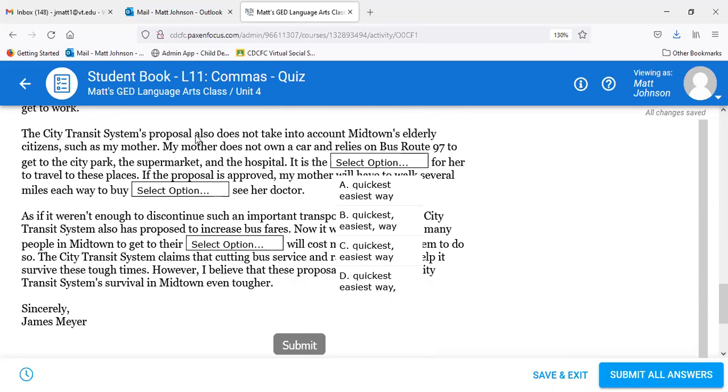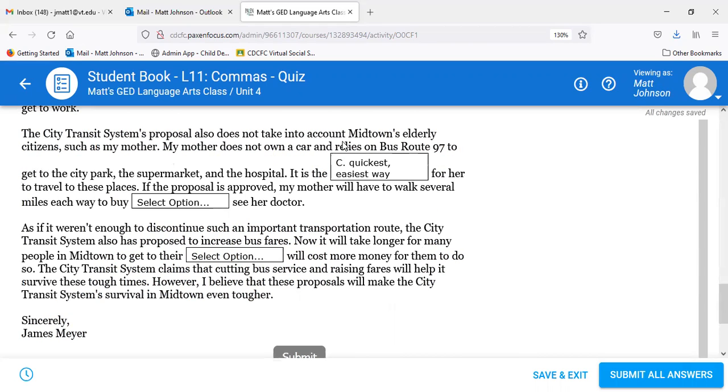This is tricky. I want to say B, but we're kind of listing things, so it doesn't really fit. I think it might be C. C is correct. Now, here's the difference, right?